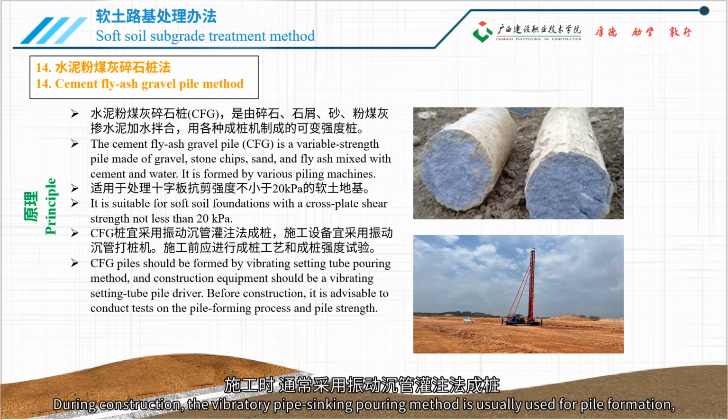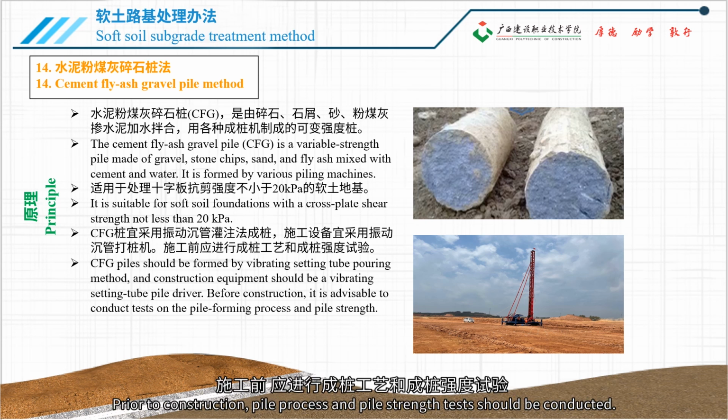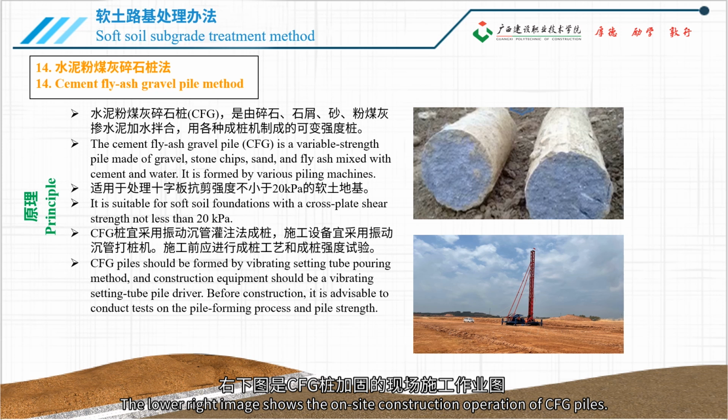During construction, the vibratory pipe sinking pouring method is usually used for pile formation, and the construction equipment should be a vibrating pipe sinking pile driver. Prior to construction, pile process and pile strength tests should be conducted. The lower right image shows the on-site construction operation of CFG piles.